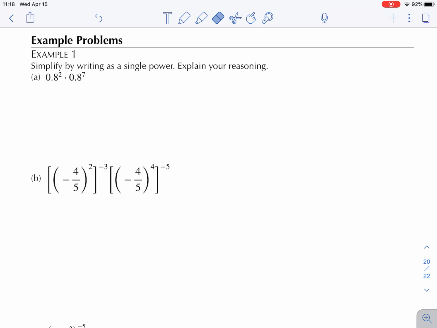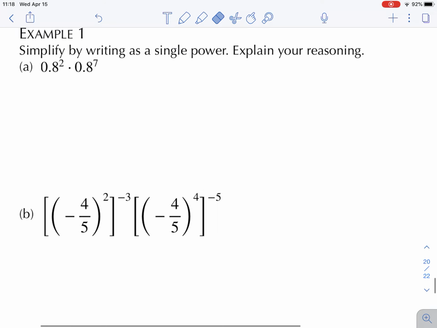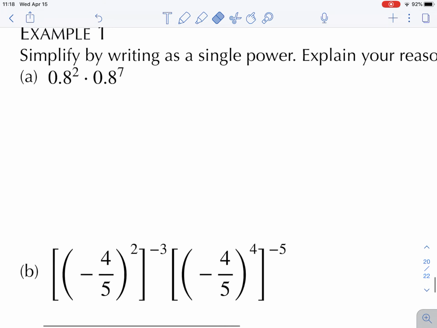Let's do section 4.6, exponent laws, the example problems. Example number 1. Simplify by writing as a single power. Explain your reasoning. Now, I'm going to explain my reasoning orally. If you are asked to explain your reasoning on an assessment, you would need to write out why you did each step. All right, let's take a look at letter A.